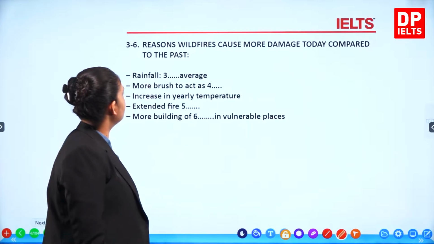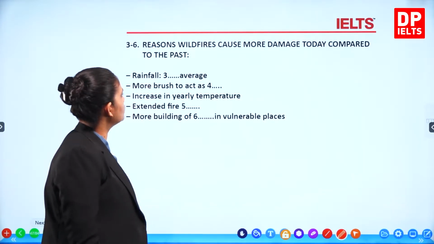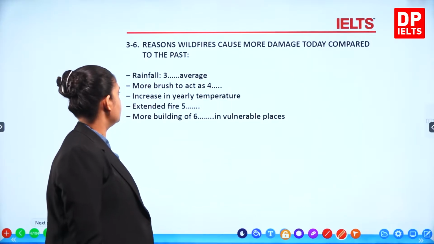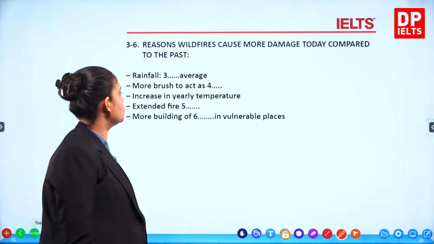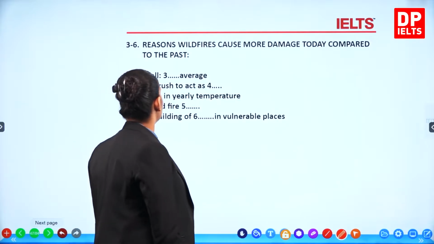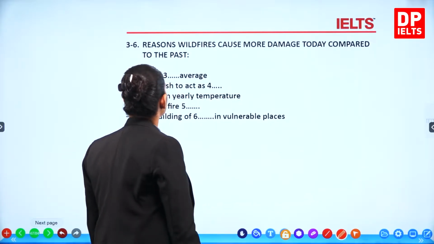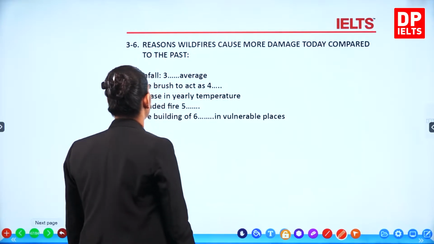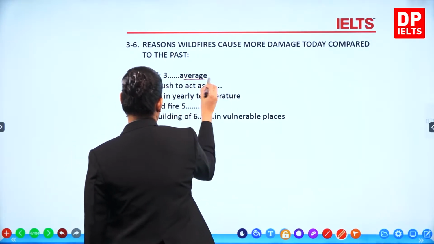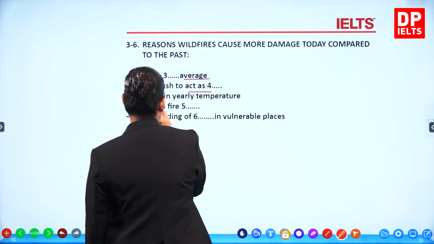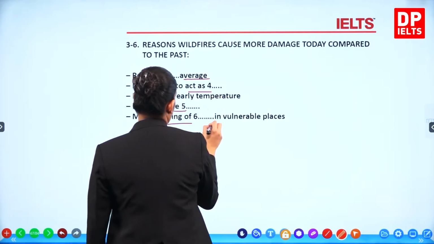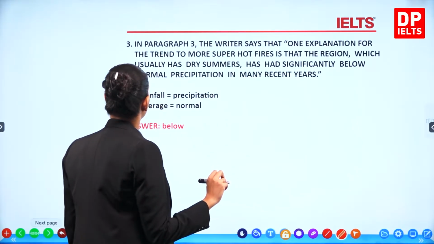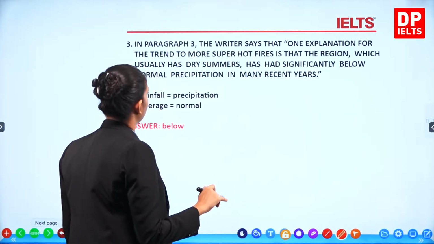3 to 6, reasons wildfires cause more damage today compared to the past. First one, rainfall average. What? More brush to act as. Increase in yearly temperature, extend fire, more building of. Right. So rainfall average, act as, extended fire, building of vulnerable places. Let's read through. Go to para 3.